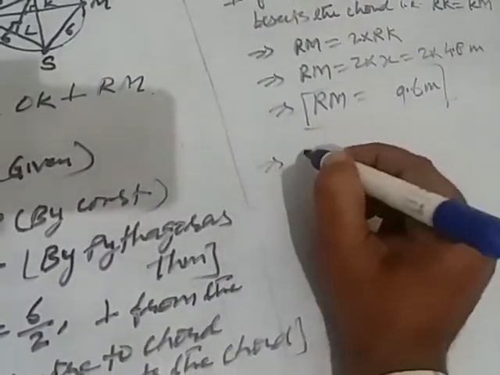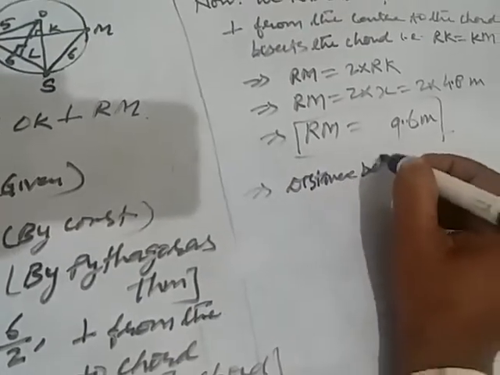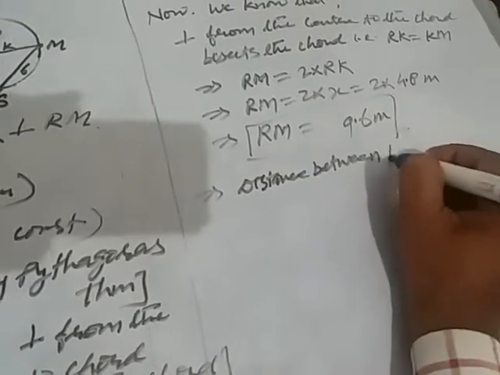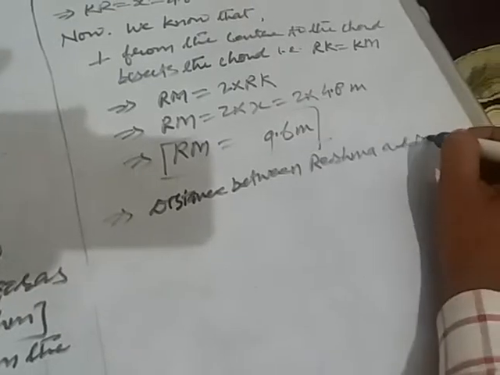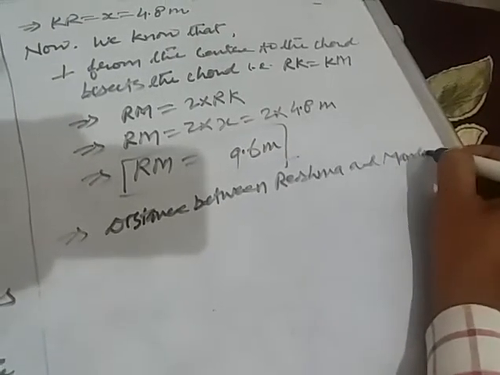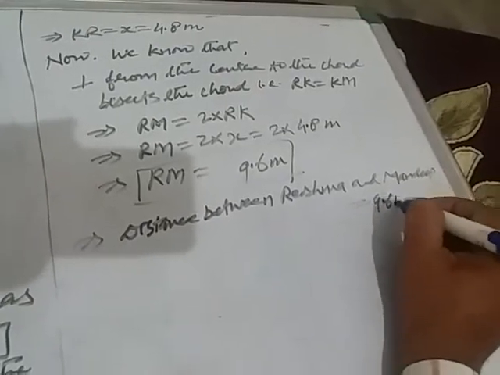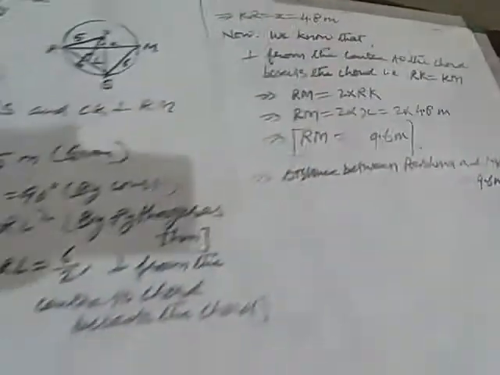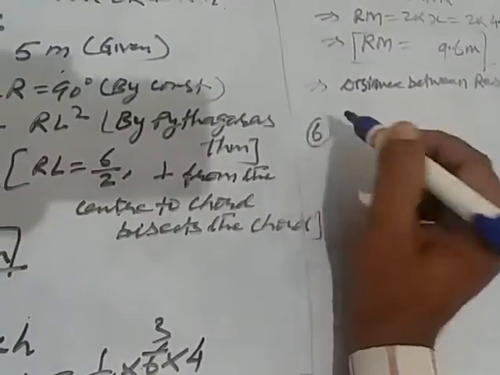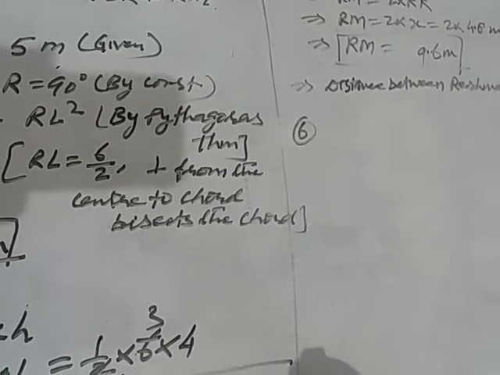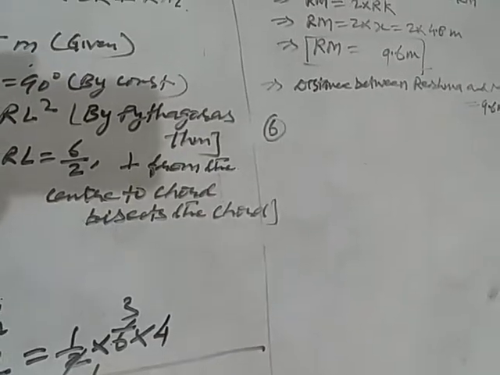This implies that the distance between Resma and Mandeep equal to, children, what? That is 9.6 meter. That is your answer. Okay, children, let us move to the next question, the next important question. Clear? See, these two questions are very much important in this exercise, children. I tell you. Clear? And a little bit difficult also.